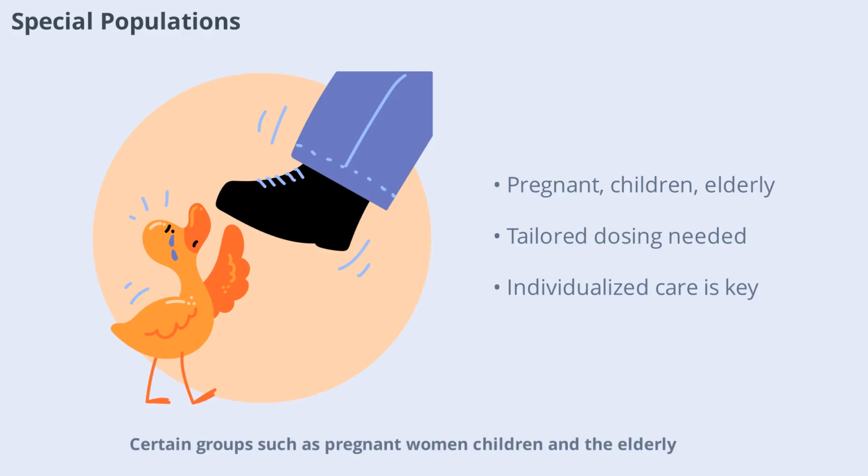patients. Certain groups such as pregnant women, children, and the elderly may require special consideration when using drugs. Differences in metabolism, organ function, and risk factors mean that dosing and drug choice must be carefully tailored. Special populations benefit from individualized care to ensure safety and effectiveness.